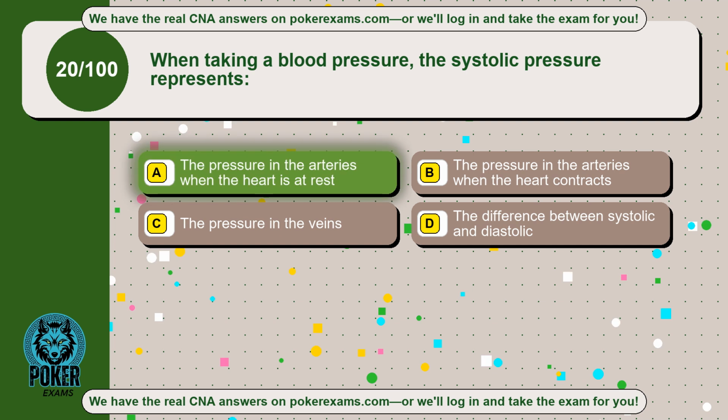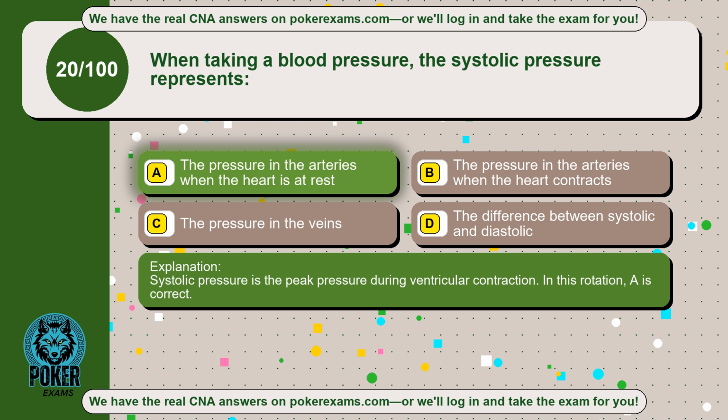The correct answer is option A, the pressure in the arteries when the heart is at rest. Systolic pressure is the peak pressure during ventricular contraction. In this rotation, A is correct.